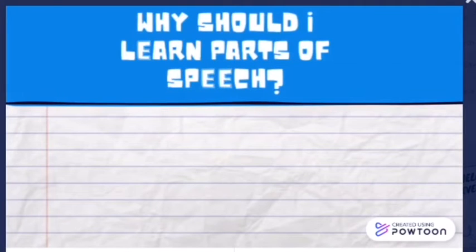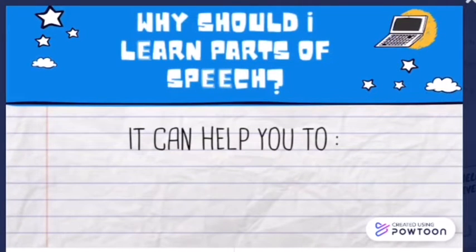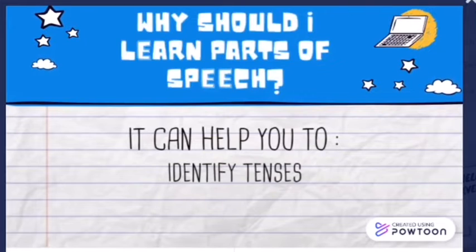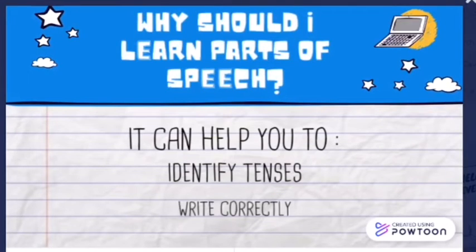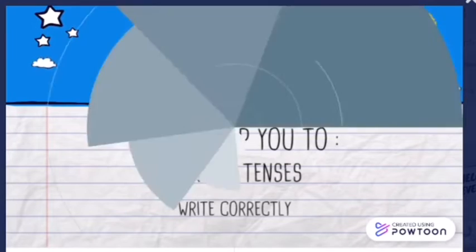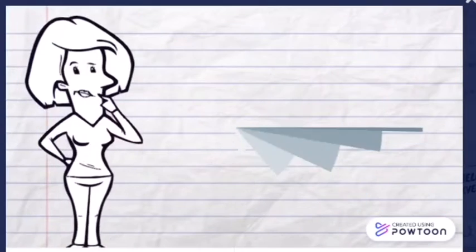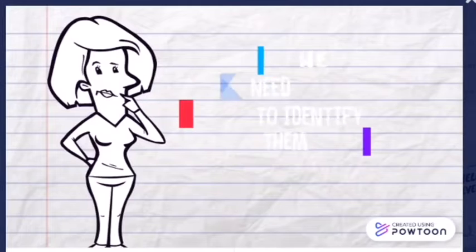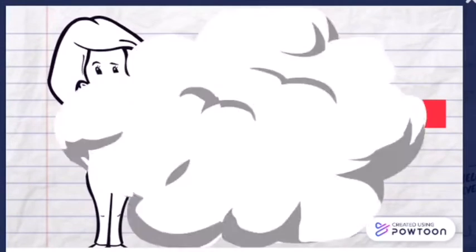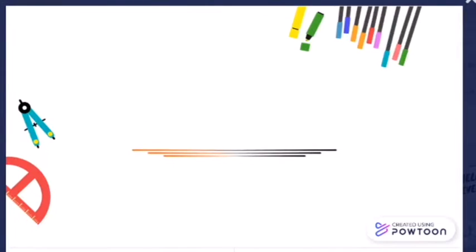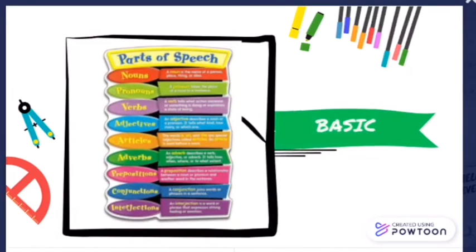Why should I learn the parts of speech? Because it's going to help you identify the tenses and write correctly, okay? Especially with the punctuation marks. We need to identify them, so I'm going to give you the basic ones: nouns, pronouns, verbs, adjectives, articles, adverbs, prepositions, conjunctions, and interjections.